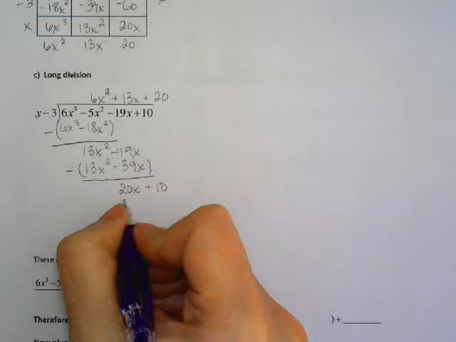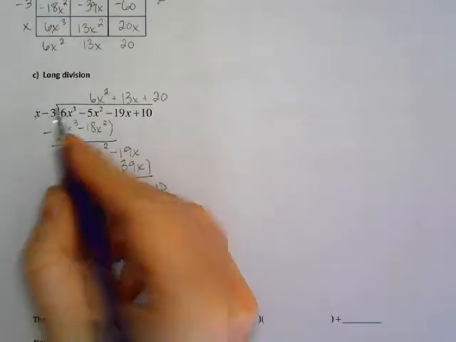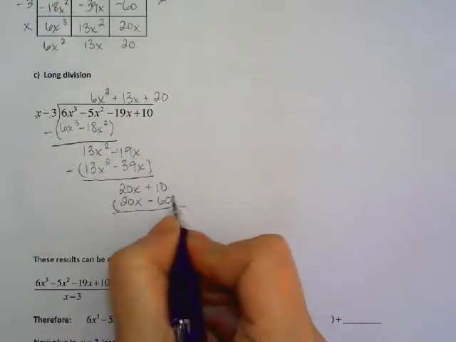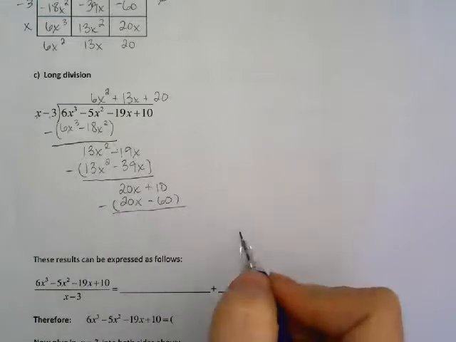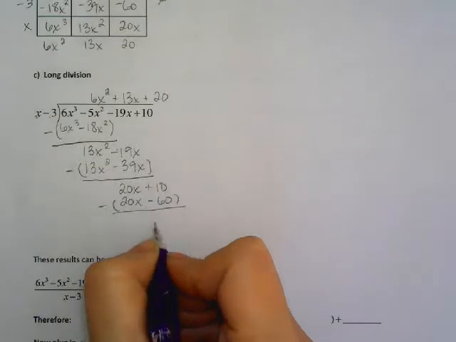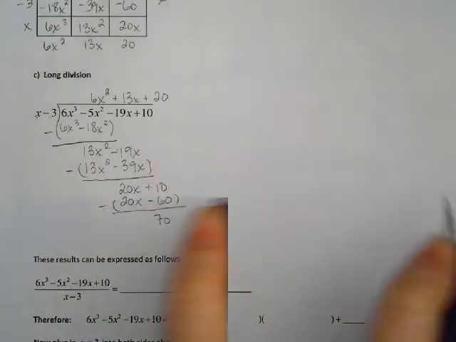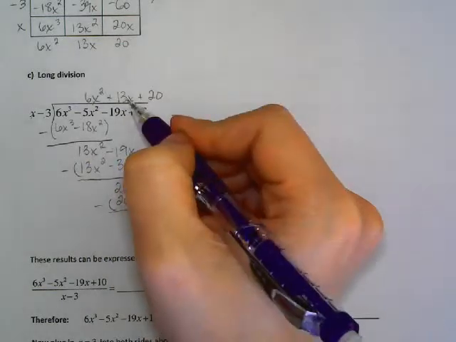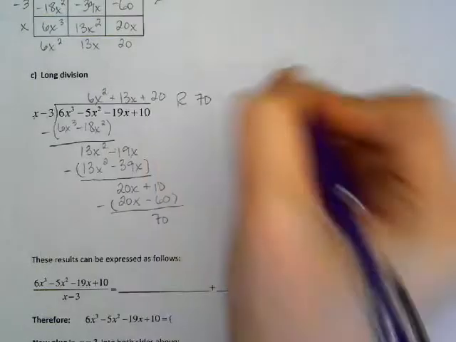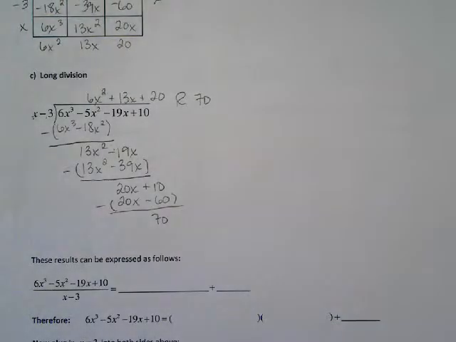20 times x gives me 20x. 20 times negative 3 gives me negative 60. Going to subtract again. This is why I don't prefer this method, because of the double negative, sometimes people forget to subtract. So 10 plus 60 gives me 70. So that means I have 6x squared plus 13x plus 20 with a remainder of 70. Can we put a star around it?